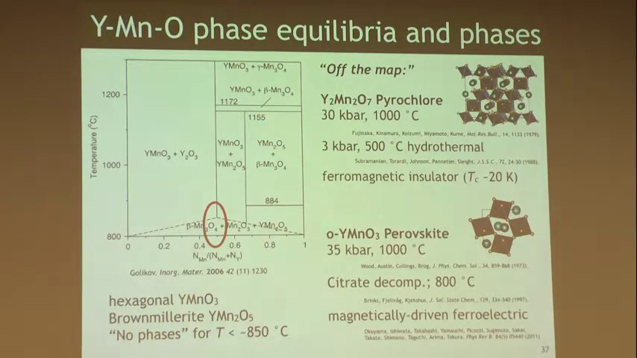The perovskite phase has been made a couple different ways. First with 35,000 atmospheres of pressure, 1,000 degrees Celsius. It can also be made just from a decomposition of citrate precursors at 800 degrees Celsius. And this is a magnetically driven ferroelectric. So these don't appear on this phase diagram, and this phase diagram said there are no phases below 850 or so degrees Celsius that are stable.